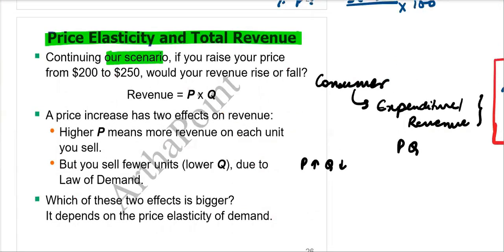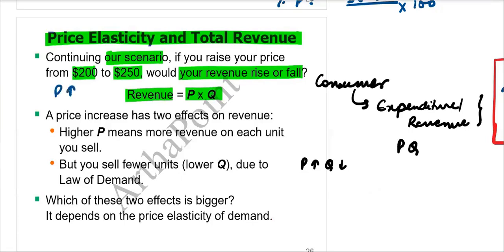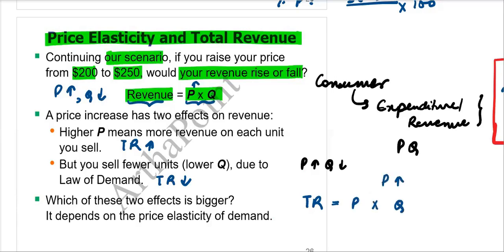Continuing our scenario, if you raise your price from 200 to 250, what will happen to your revenue? Revenue is defined as price into quantity. Now, when price increases, then higher price means that because revenue is P into Q, when P increases, TR should increase. But when P increased, Q decreases due to law of demand. So this says that Q should decrease. So TR should decrease.